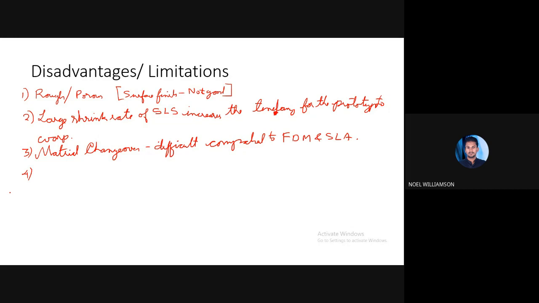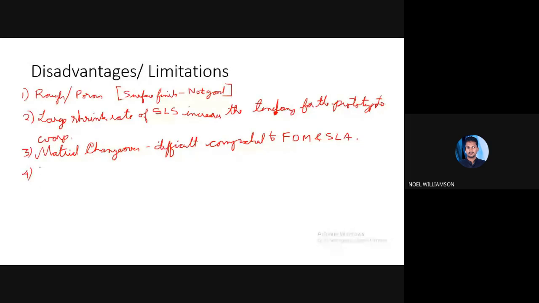Now one more, that is after the process. This is not the single process. After this particular process, that is selective laser sintering, we have to have some post processing also. Post processing means after this, if we want to have the final product, we have to do some more operations, like finishing operations, in order to get the final product.